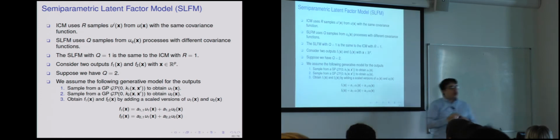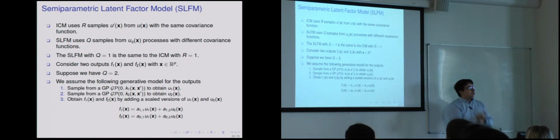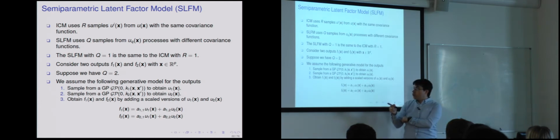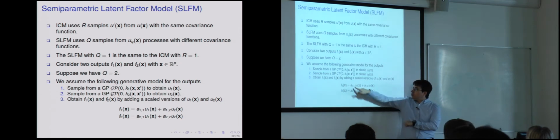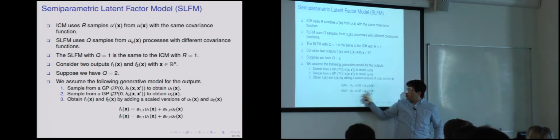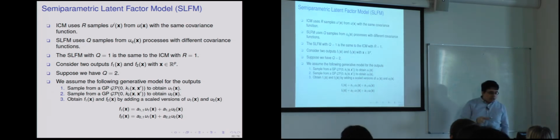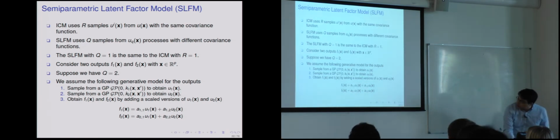And now to model F1 and F2, what I do is just a linear combination of those two samples in a similar way to what we did before. So this is a linear combination of U1 and U2 with these two coefficients for F1 and these two coefficients for F2. Right? So let us compute the covariance for these expressions.